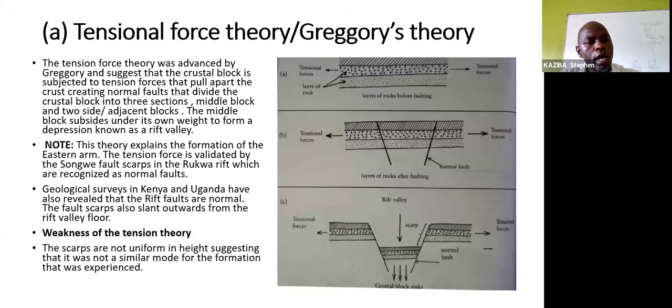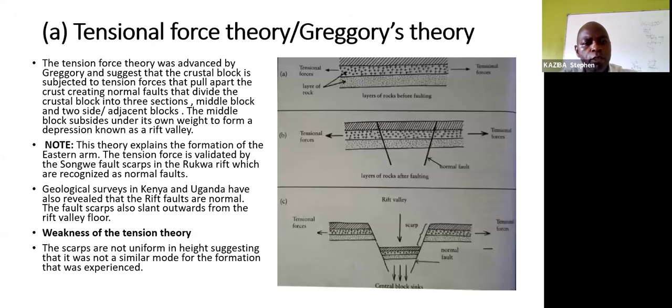So you have the diverging convective currents leading to tensional forces, which act on layers of the Earth's crust, leading to development of normal faults. And land is divided into 3 crustal blocks, the middle block and the 2 outer blocks. Then further action by tensional forces leads to the sinking of the middle block, which forms a Rift Valley.